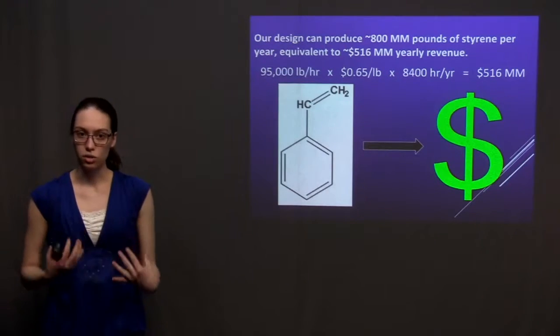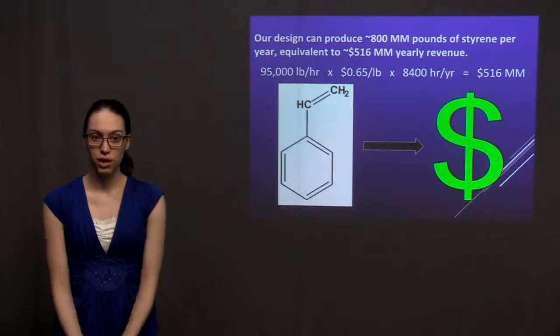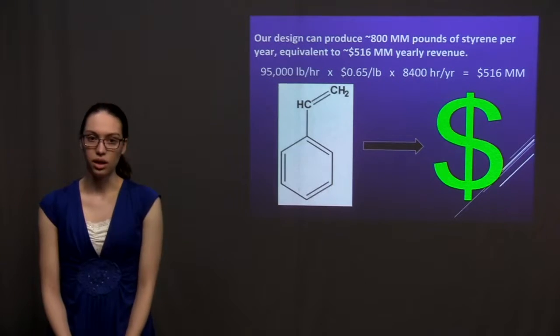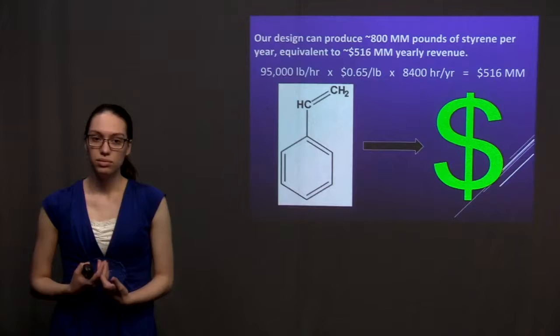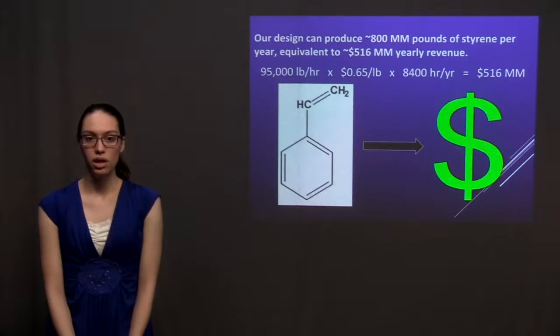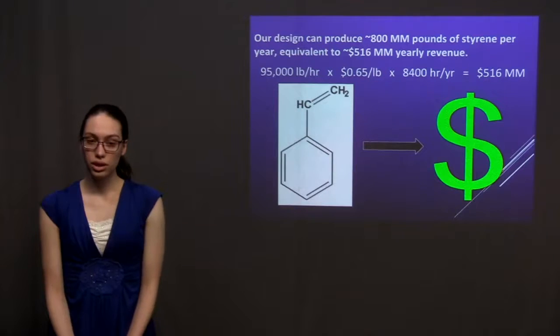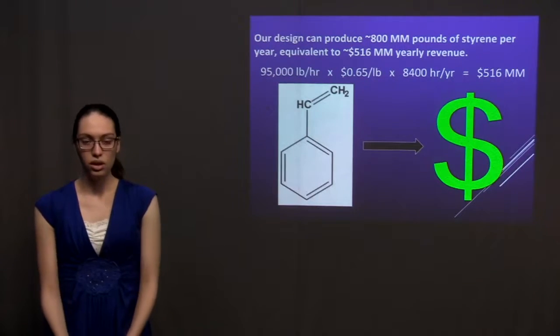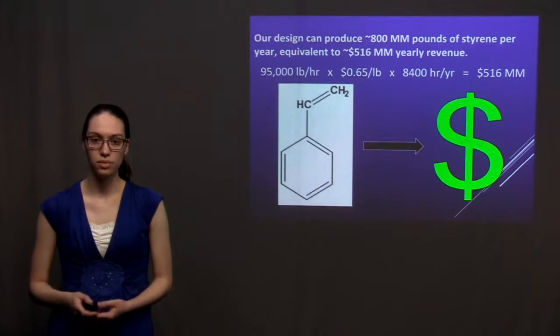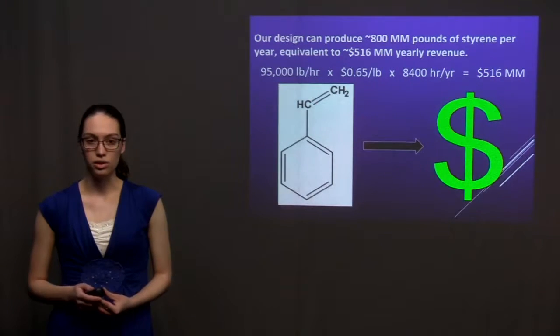Our design, just kind of an overview, can produce about 95,000 pounds of styrene per hour, and at an operating time of 8,400 hours per year, that will give us a yearly production of about 800 million pounds of styrene. And at a price of 65 cents per pound, that gives us about $516 million in yearly revenue. So clearly, styrene has the potential to be a profitable venture for Knitline Chemicals. So we will now go through our design in more detail.